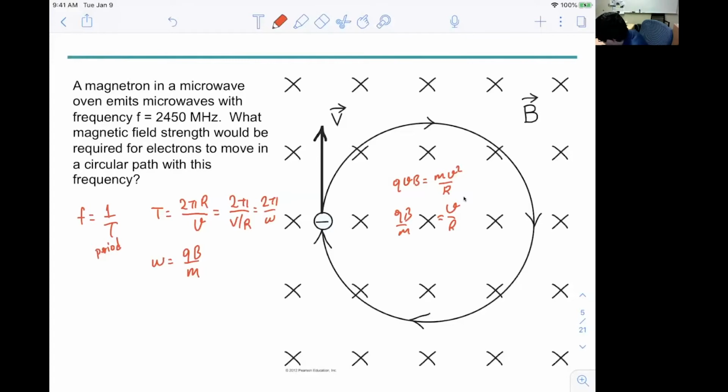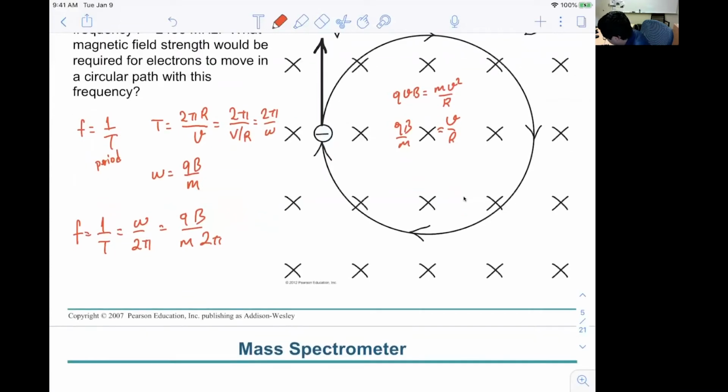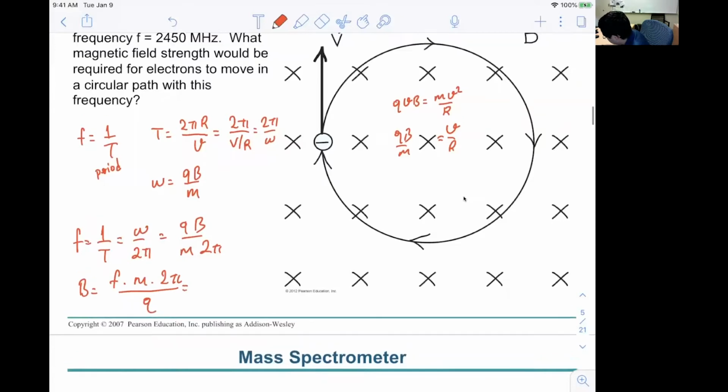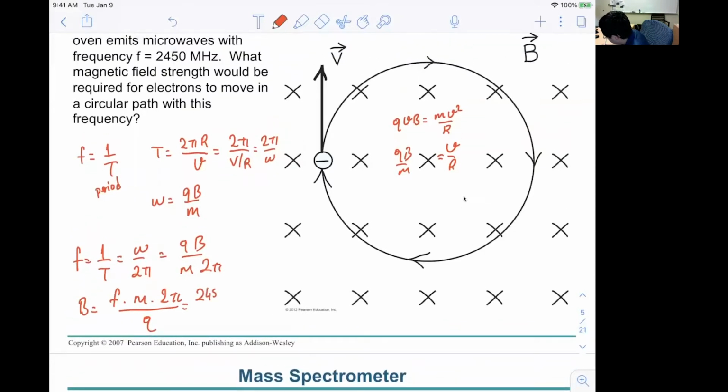Okay, it asks about B. Let's plug into the omega here. The frequency f is 1 over T, and 1 over T is going to be omega divided by 2π, right? For omega, I will write QB divided by m, over 2π. So the B, the magnetic field, is going to be f times mass times 2π divided by q. f is 2450 megahertz, 10 to the 6 hertz.